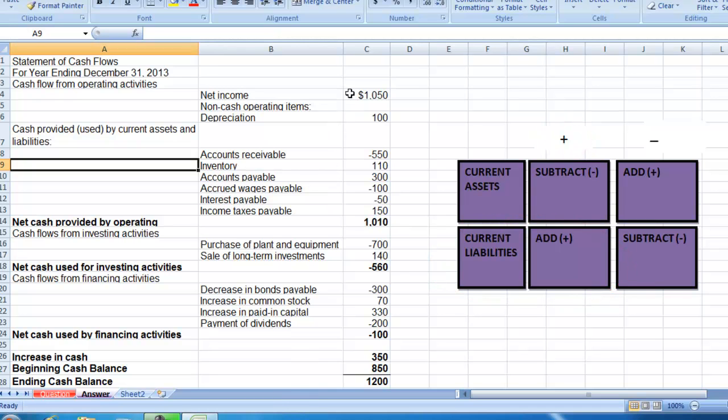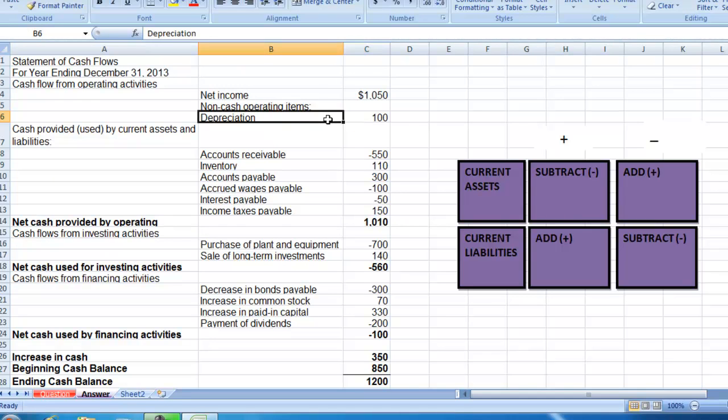We start with net income from the income statement and add back non-cash expenses such as depreciation, amortization, or depletion. Here is your depreciation added to net income. If we had any, we would subtract gains and add losses for any property, plant, and equipment or investment sales. We subtract gains and add losses because they are already reflected in net income.